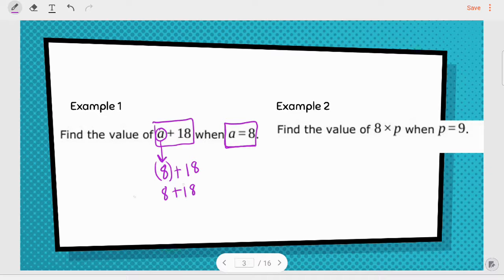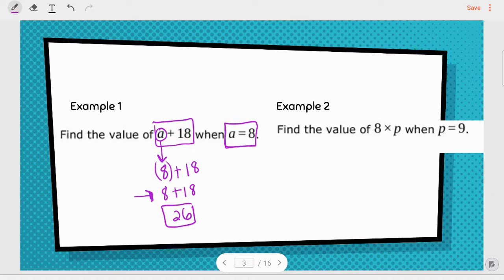Well, that's something I can actually simplify. I know the answer to 8 plus 18. I know that it's 26. So I am going to simplify those by adding them. And that is my answer. I found the value of that expression when a equals 8, when I replaced a with 8. Let's go ahead and take 2 on this.